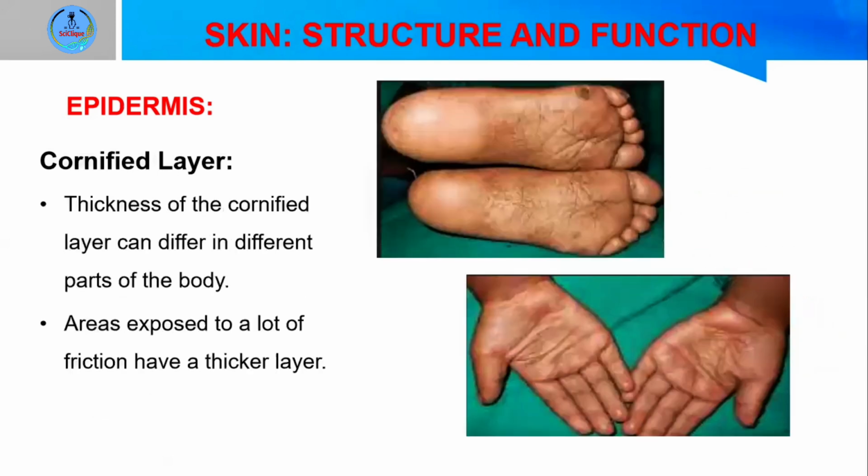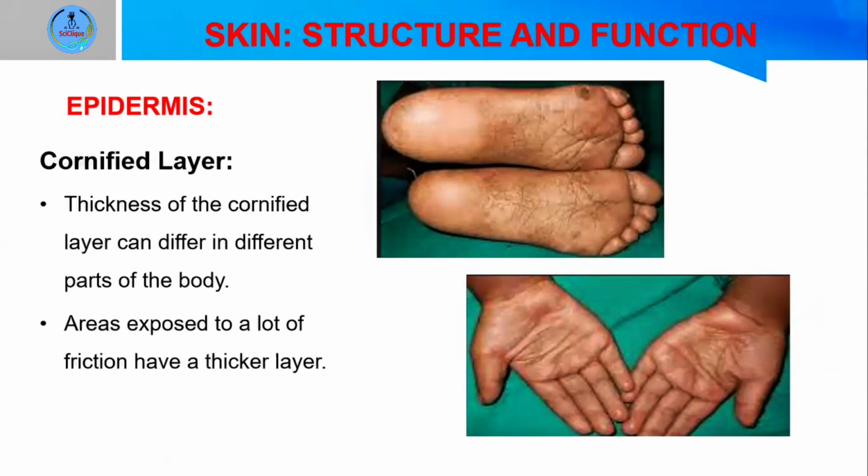Now, when it comes to the conified layer, it's not uniform across our body, okay? This simply means that you're going to have certain parts of the body having a thicker conified layer than others. These are the parts of the body that are exposed to a lot of friction, okay? So I'm talking about the soles of feet, palms of our hands, the knees, the elbows as such. So they have a thicker conified layer.